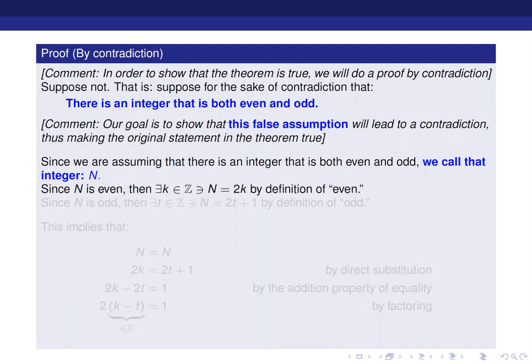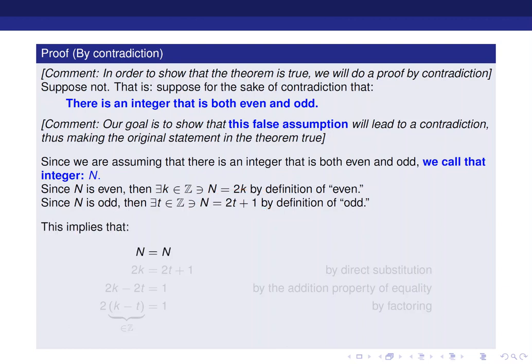Since n is even, then by the definition of even, n can be written as 2 times k, where k is some sort of integer. We know this by the definition of the word even. But n is also odd, so then because it's odd, the n number can be written again as 2t plus 1 by the definition of the word odd.